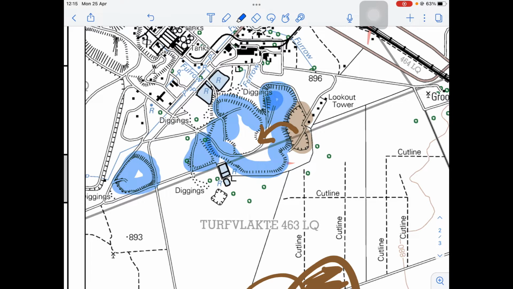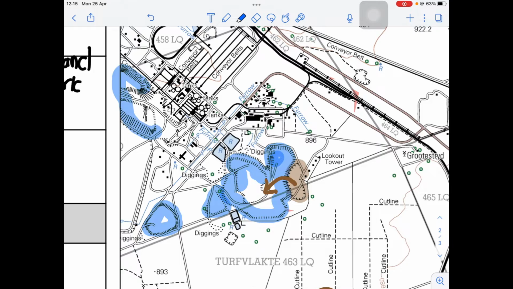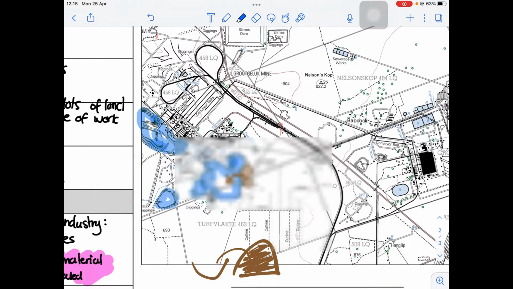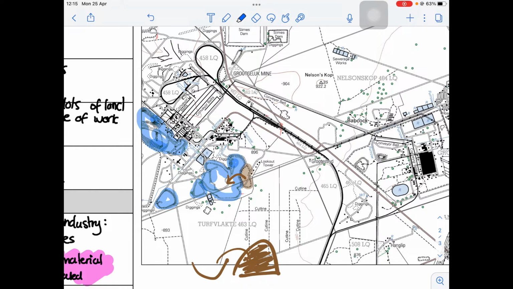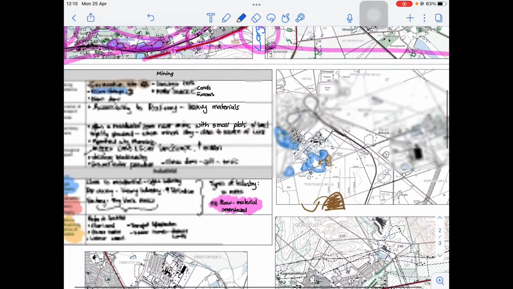Okay, so there's another one. Got some mine dumps here. Again, lots of mine dumps built up here. Okay, so those are the clear indications that there is this interaction with the land, and we are removing our rock so that we can take the mineral out and then dumping the waste rock on the actual mine dump.